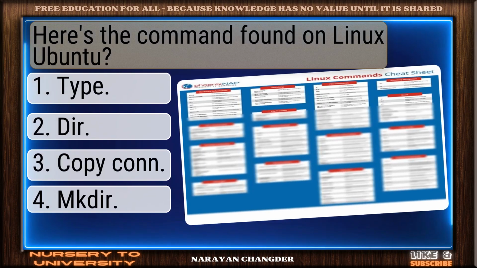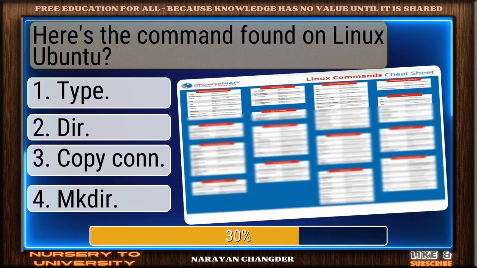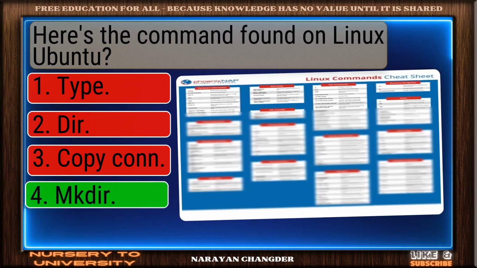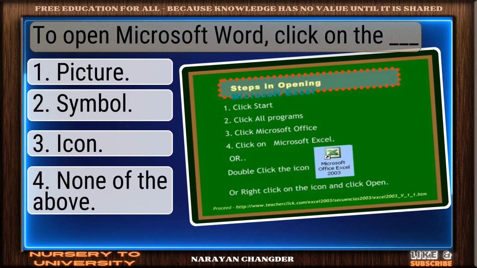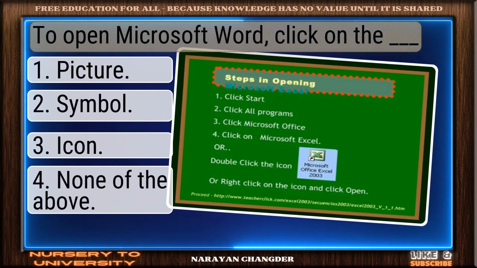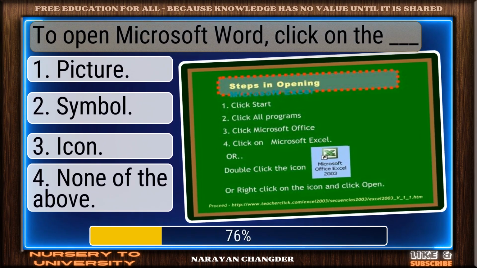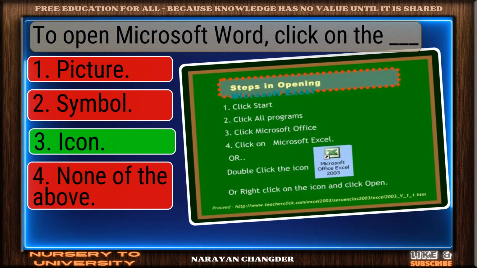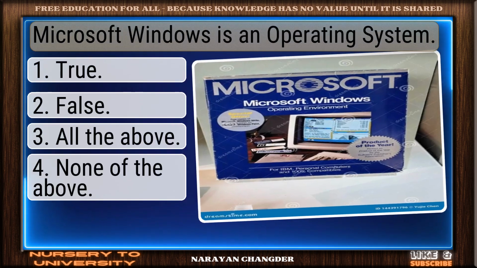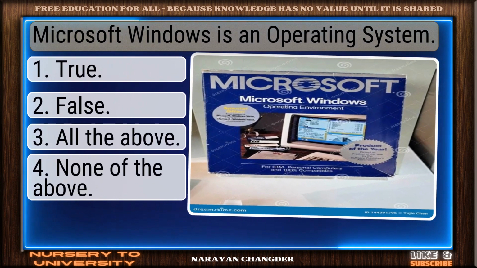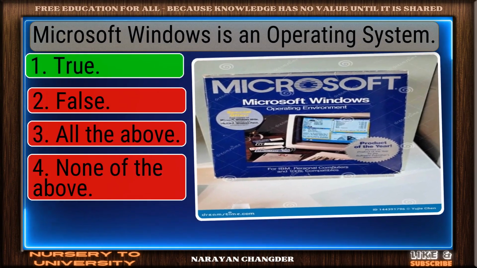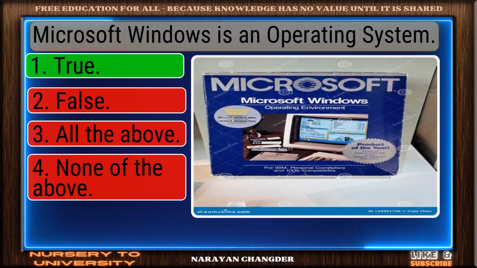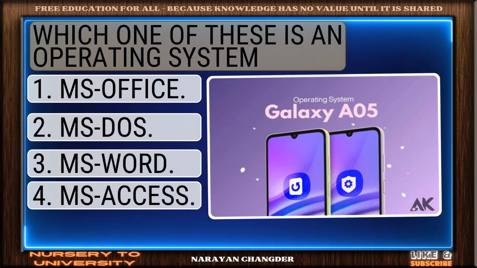Here's the command found on Linux Ubuntu. Well done. McDear is the right choice. To open Microsoft Word, click on the dash. Nicely done. Icon is a solid answer. Microsoft Windows is an operating system. Smart pick. True is the correct choice.